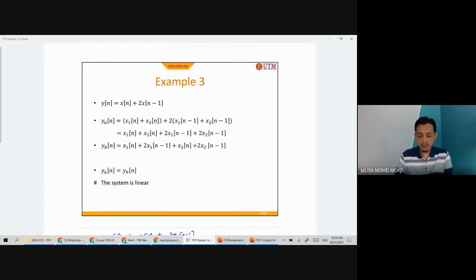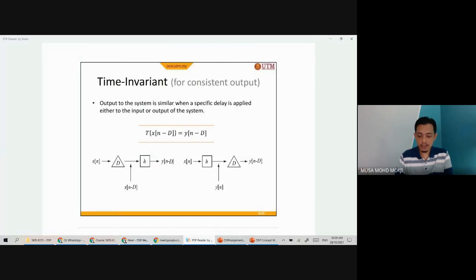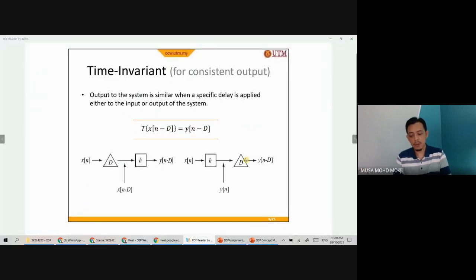Okay, now, we have seen some examples on that one. So in time invariance, we are looking at the index. When we say that we are looking at index, actually we are looking at the time. And time is very related to what we call a delay. Because any signal can be delayed.